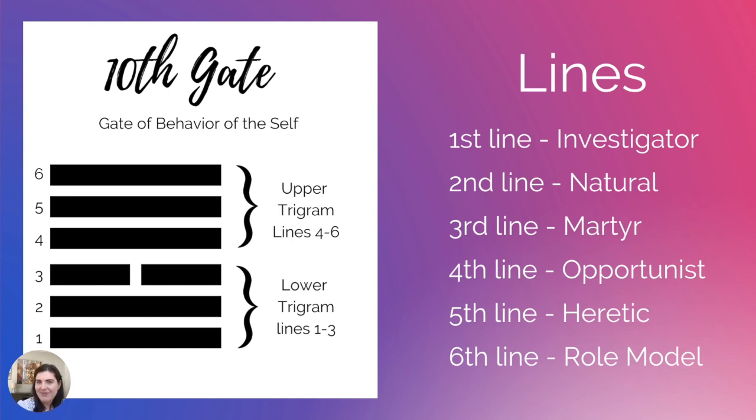The fifth line. So in the 10th gate, the fifth line is known as the heretic. So the purpose of the fifth line is here to universalize the message of the hexagram. And it is not with an influential network like the fourth line. Remember, the fourth line is here to work with their network, work with their people, influence their people. That's not the fifth line. The fifth line is here to have influence over strangers, to have influence over the broad people, right?